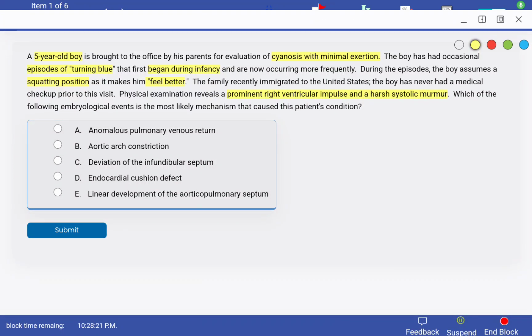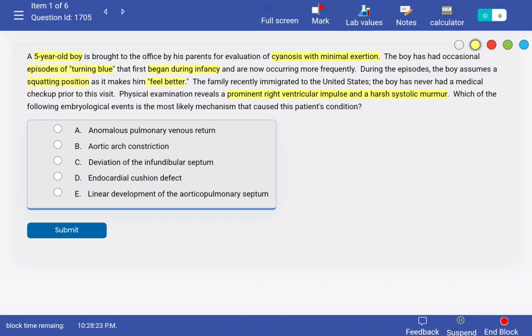USMLE Cardiac Embryology. In question number one, a 5-year-old boy is brought to the office by his parents for evaluation of cyanosis with minimal exertion. The boy has had occasional episodes of turning blue that first began during infancy and are now occurring more frequently. During the episodes, the boy assumes a squatting position as it makes him feel better.